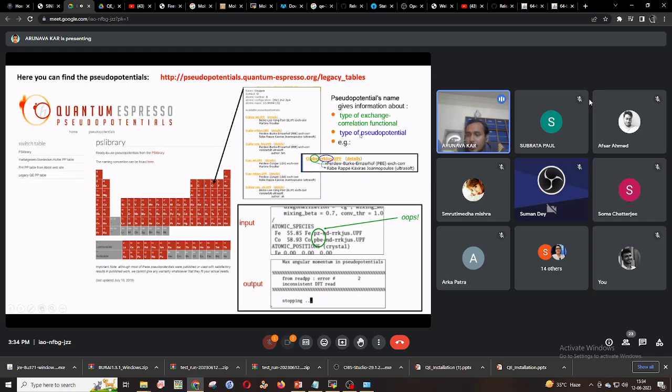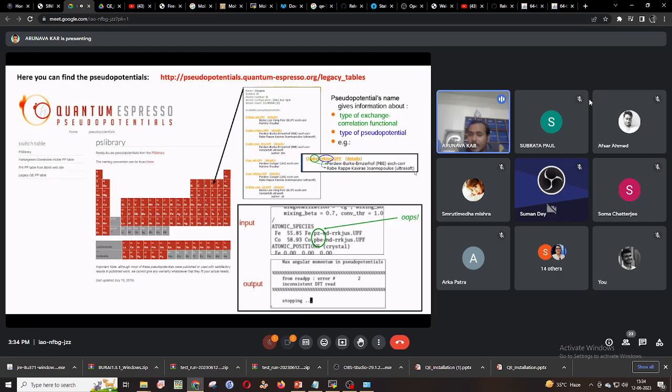And the type of pseudopotential is written here. This is RRKJUS. This is basically an ultrasoft pseudopotential, which means you need a lower cutoff energy for this system.